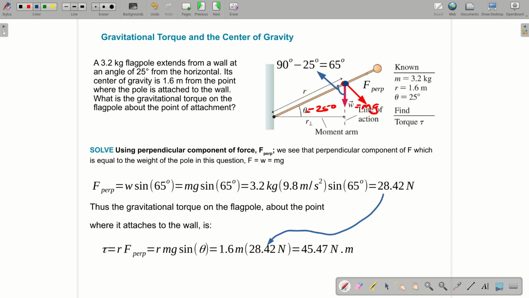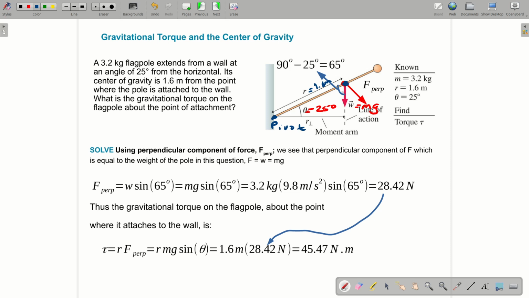We'll talk more about this when we get to rotational equilibrium. We can calculate that using torque of different parts of the object. But for now, we know that the center of gravity is here, so we hang the weight there. Mg is right there. This angle is given as 25 degrees. R is given as 1.6 meters. All right. What is the gravitational torque on the flagpole about the point of attachment? So the pivot point is also given to us.